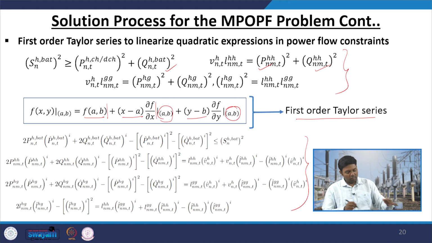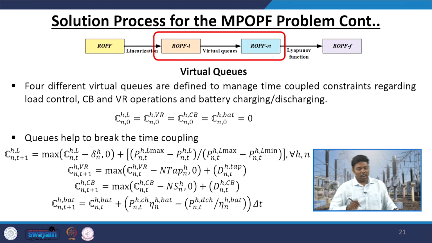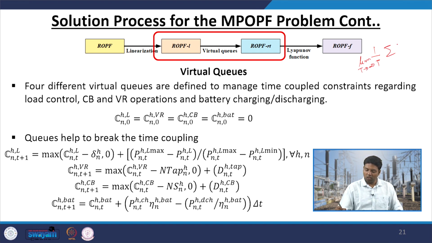So, we got whatever till that point, all the constraints we have modified and relaxed the non-convexity and made it linear. Now, we will see that your objective function is what? 1 by T, limit T tends to infinity, summation of your expected value of f t, right. How to deal with this kind of expression? You cannot deal, right, and still your time coupled expressions, your battery and your voltage regulator, those are still there. To remove that, generally virtual queue method is used.